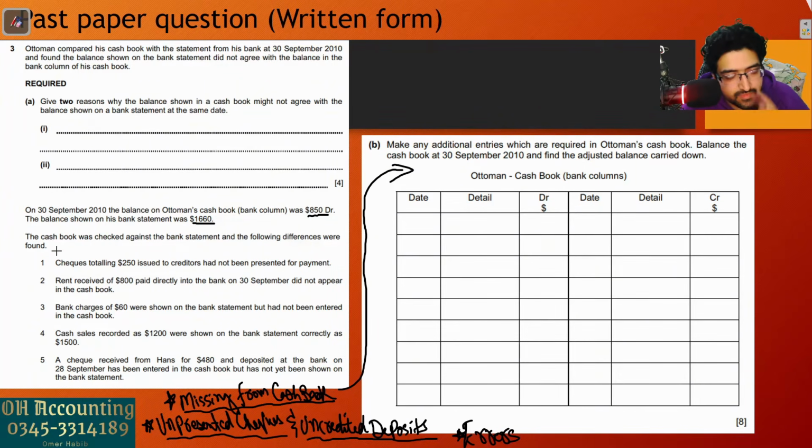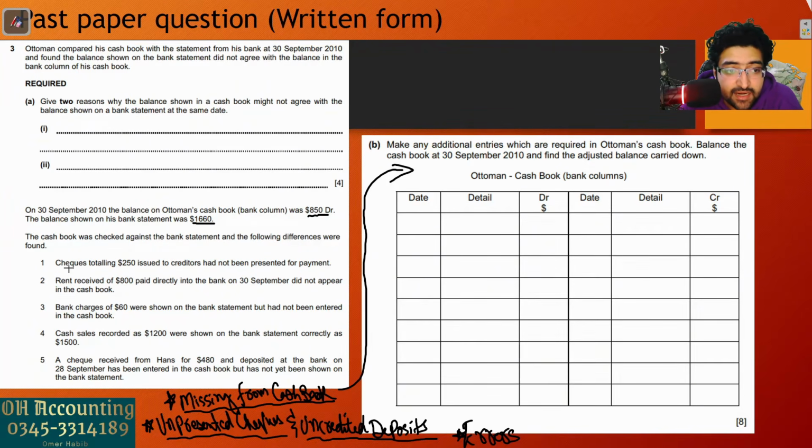Checks totaling 250 issued to creditors had not been presented for payment. So what is it out of these 4? Is it things that are missing from the cash book? Is it an unpresented check? Is it an uncredited deposit? Or is it an error?